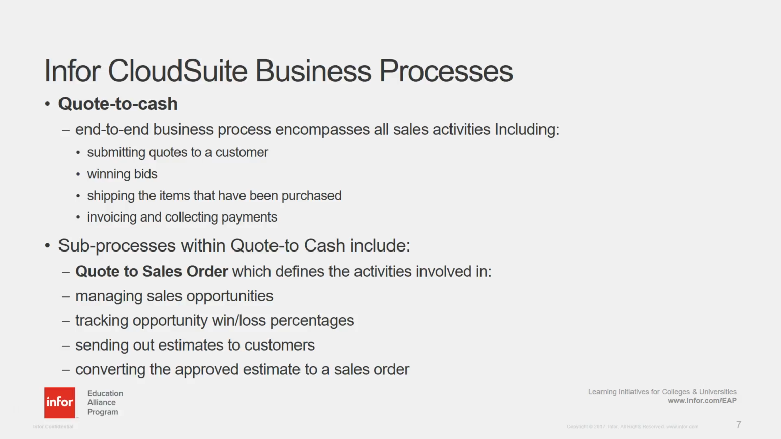The purchase order will turn into a requirement for shipping goods from point A to point B. Then there will be an invoice and the collecting of payments. All of those functions are the sub-processes within quote to cash. We will actually conduct a quote to cash process when we get to the hands-on exercises.